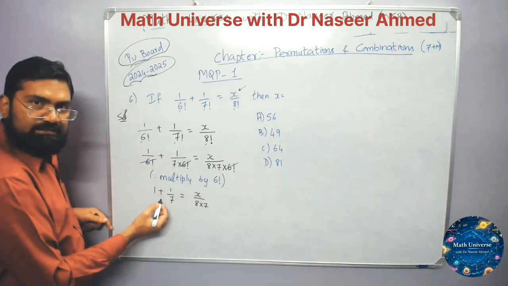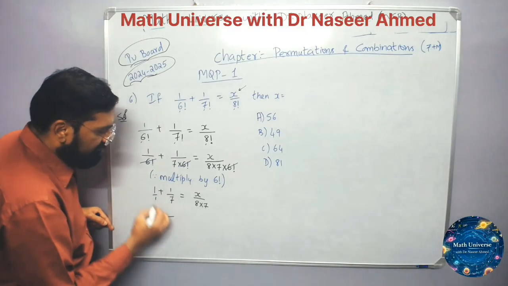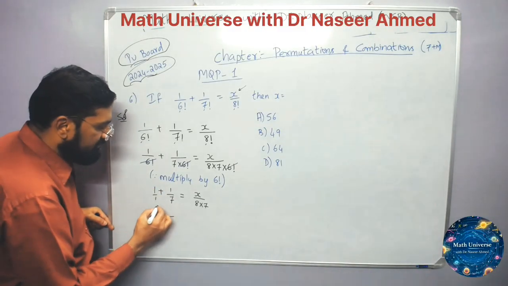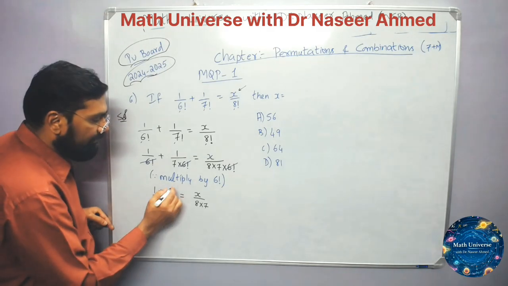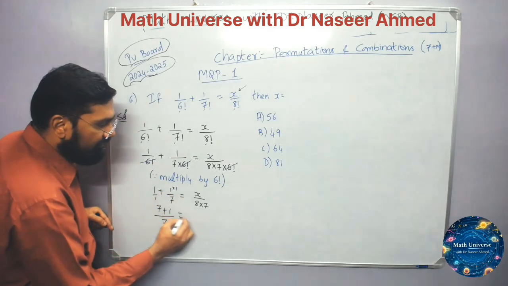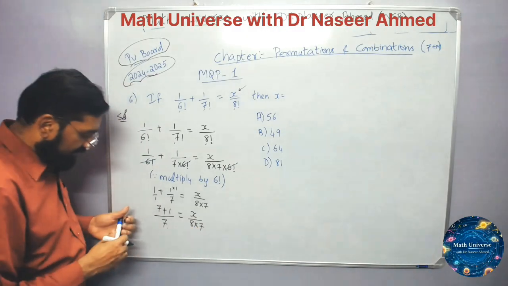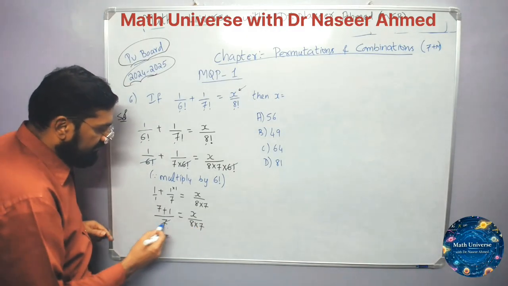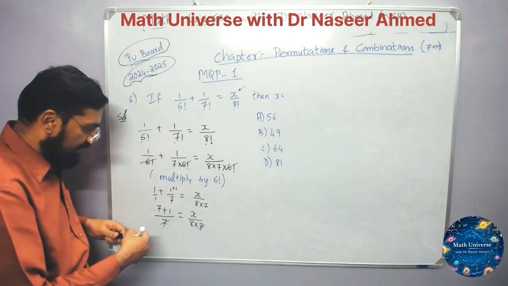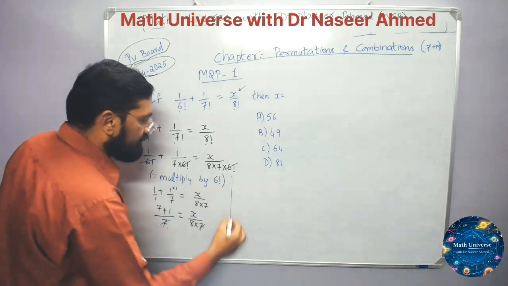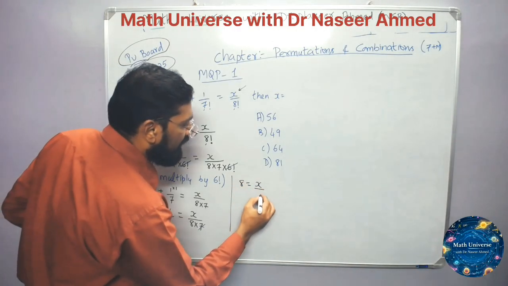Now fraction, take the LCM. LCM of 1 and 7 is 7. 7 by 1 is 7, 7 into 1 is 7, plus 7 by 7, that is 1, 1 into 1 will be 1, is equal to x divided by 8 into 7. Very clearly, we can see that 7 and 7 are getting cancelled on either side. Then what is remaining? 7 plus 1, 8, is equal to x by 8.